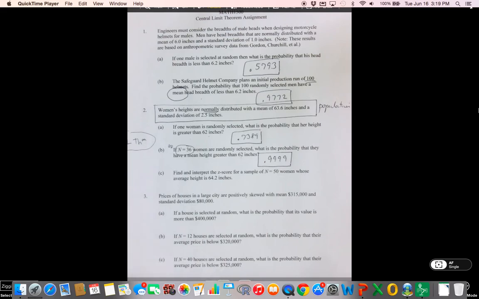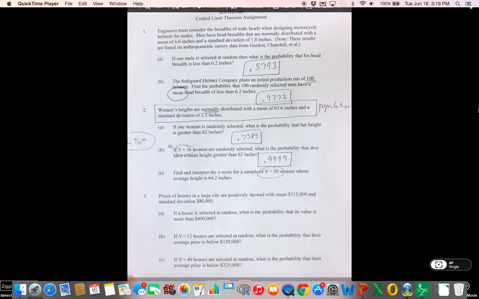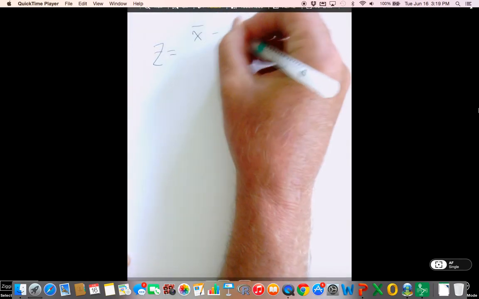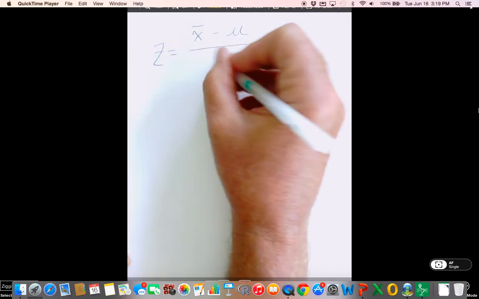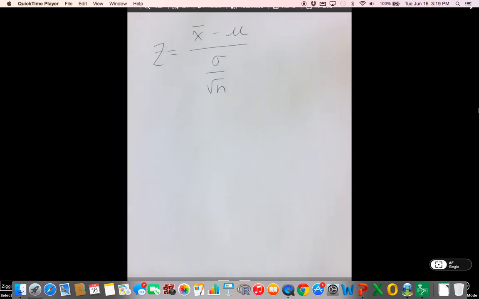All right, next thing, find and interpret the z-score for a sample of n equal 50 women. Well, guys, that tells me that I've got the new type of stuff that I'm working. So I have to look at the new type of z-score for this new type of problem. So guys, remember that the new type of z-score took the sample mean minus the population mean, divided by sigma over the square root of n.